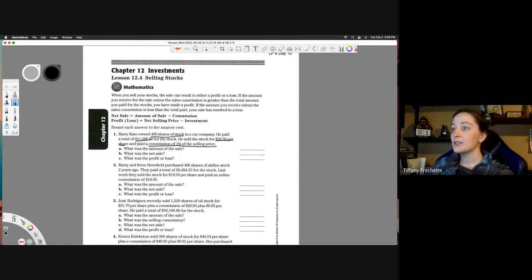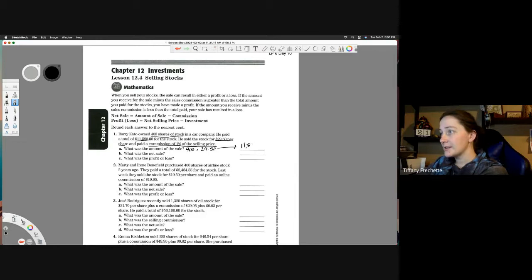All right, so what was the amount of the sale? Well, we have 400 shares, and we're going to multiply that by what we sold it for. We sold it for $29.50 per share, so $29.50 per share. And that's what we're going to write right here. So we sold it for $11,800. Sorry, that's a comma, not a decimal.